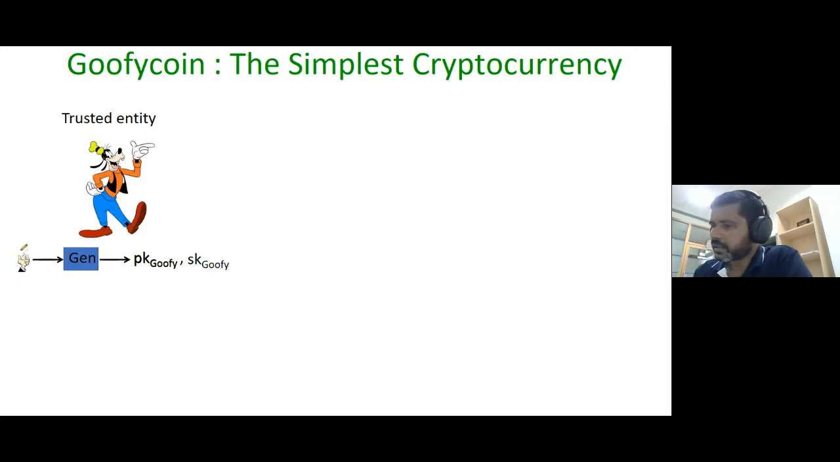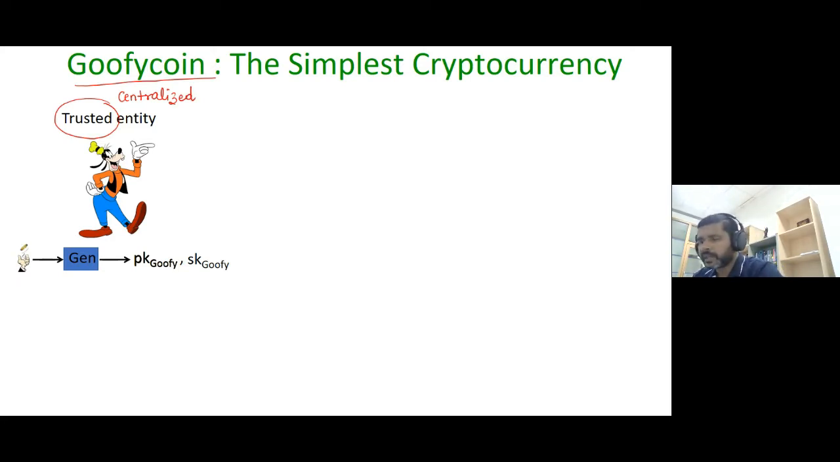So we will start with a very simple cryptocurrency, which I call Goofy Coin. This is not a full-fledged system because this will be a centralized system. Here a lot of trust will be put on an entity which I call Goofy. So here is how the Goofy Coin will operate.